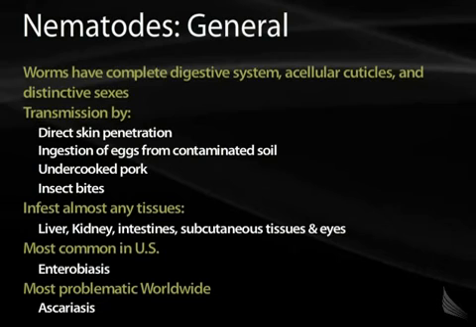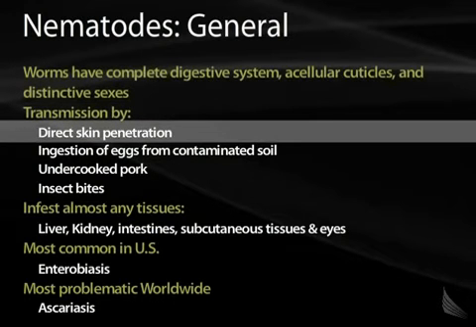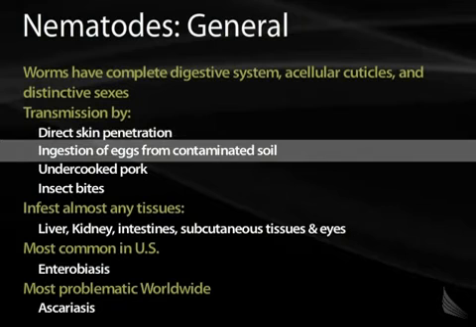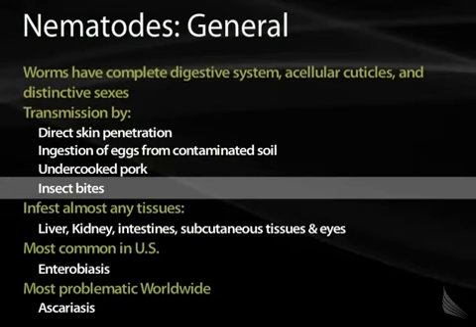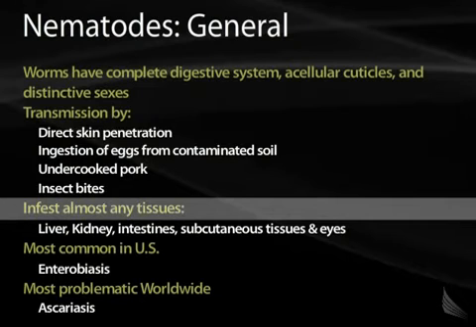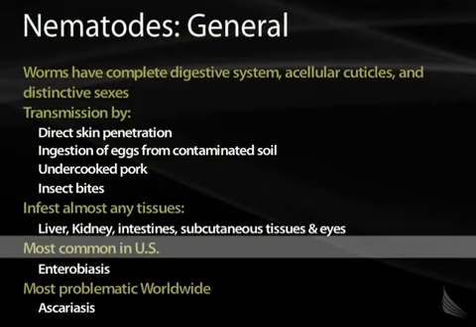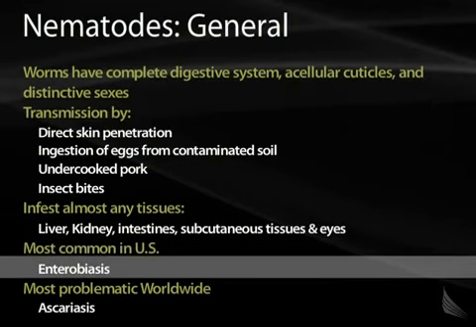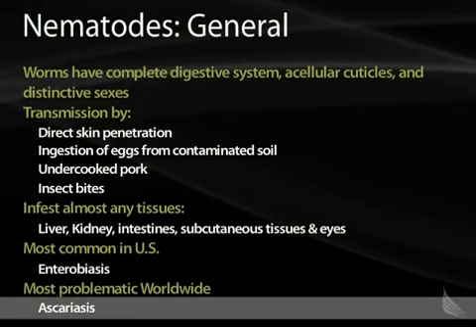In general, the nematodes have complete digestive systems, which is different from the cestodes and the trematodes. They have acellular cuticles, and they have distinctive sexes. Transmission is by direct skin penetration for all of these. We could also do ingestion of eggs from contaminated soil. Undercooked pork is a common cause, and insect bites. They can infest almost any tissue. You name it, they can do it. The eyes, the subcutaneous tissue, intestines, livers, and kidneys, they can do it all. The most common nematode infection in the United States is Enterobius, or Enterobiasis. The most problematic worldwide is Ascariasis.